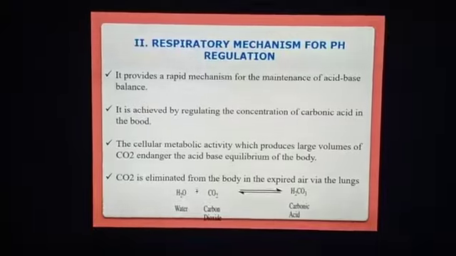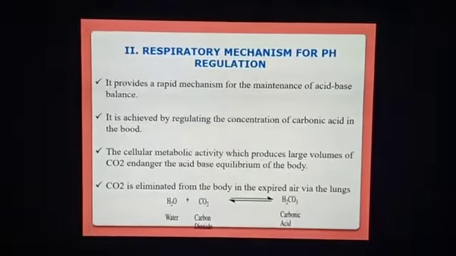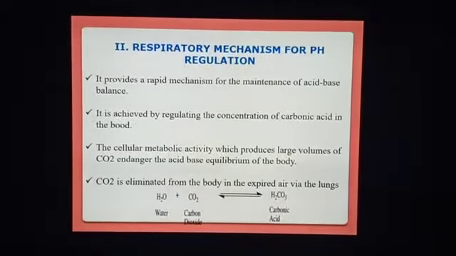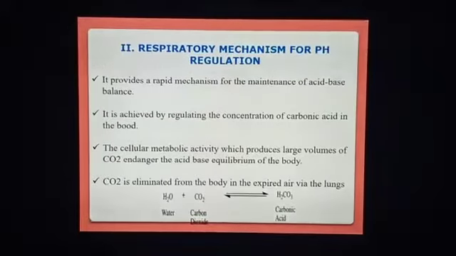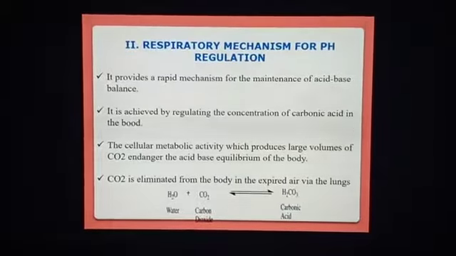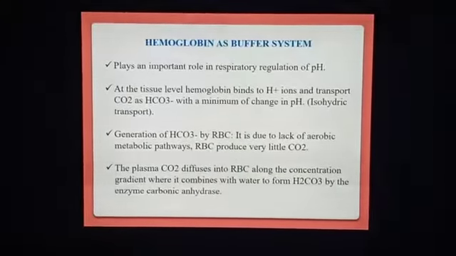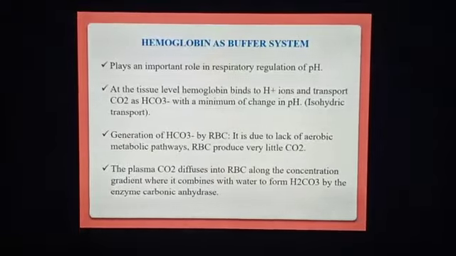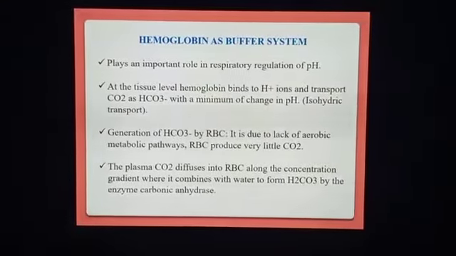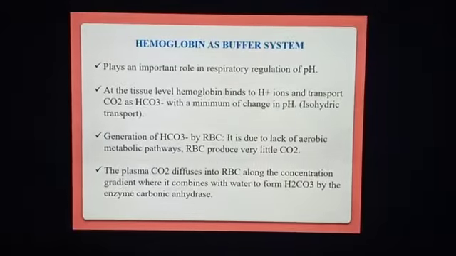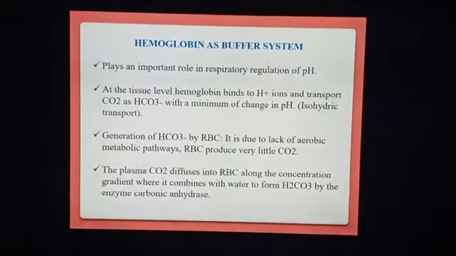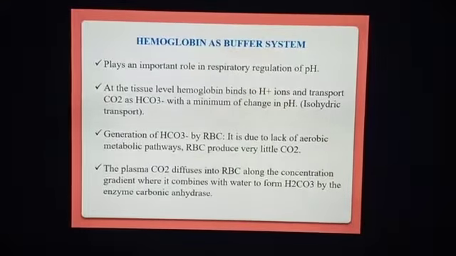Cellular metabolic activity produces large volumes of CO2, which endangers the acid-base equilibrium of the body, and CO2 is eliminated from the body in the expired air via the lungs. Here carbonic acid is formed from water and carbon dioxide in an equilibrium state. Hemoglobin as a buffer plays an important role in respiratory regulation of pH. At the tissue level, hemoglobin binds to H+ ions and transports CO2 as bicarbonate with minimal change in pH, and this is said to be isohydric transport.